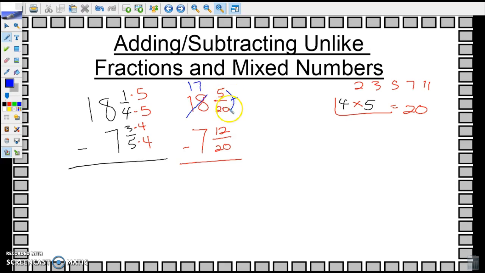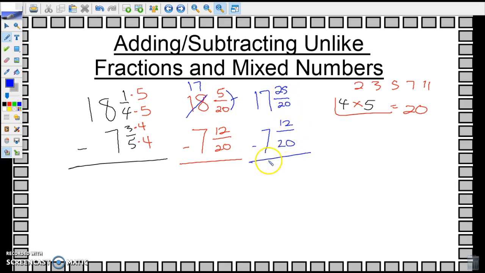And when I do that, I'm adding 20 to 5, which in essence is really saying I'm adding another whole as 20/20, because 20 over 20 is one whole. So we can just add up. So my number here now becomes 17 25/20. And I'm going to pull over 7 12/20 because I don't need to do anything to him.